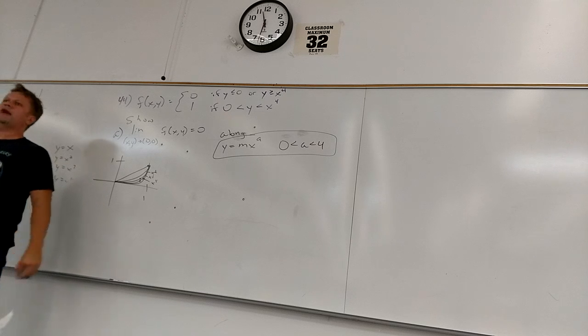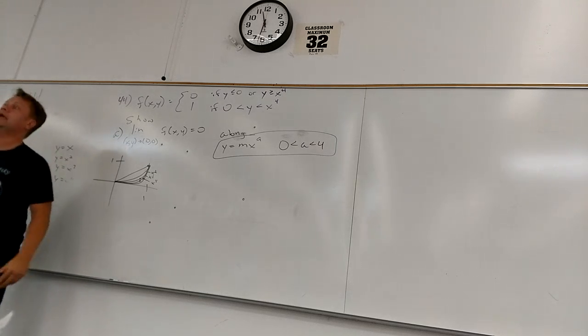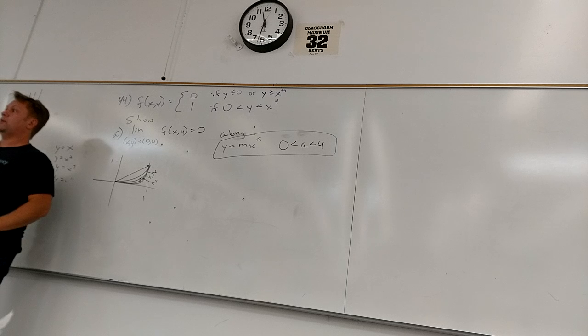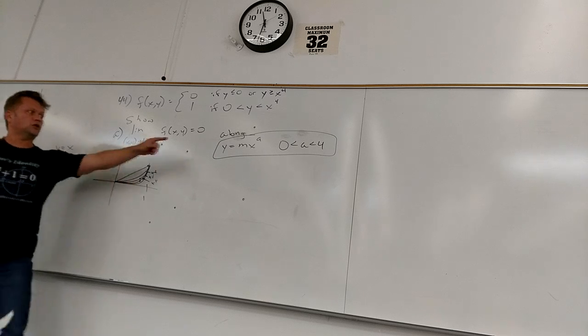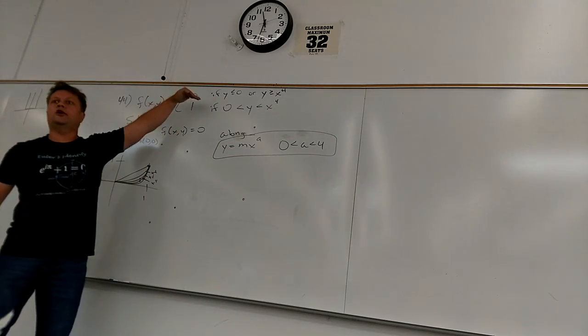We know this. 1/2 squared is 1/4. 1/2 cubed is 1/8. So a larger power ends up with a lower value. This is all you need to be able to answer the first one, because now you know along this whole path, which one of these does it follow.